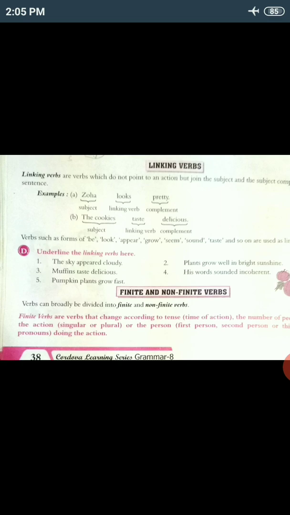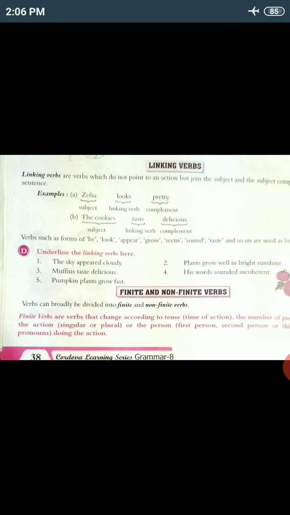Now moving on to the next topic, that is finite and non-finite verbs. Now, what are finite verbs? They are the verbs that change according to tense and the number of people, or the person, the first person, second person, or third person doing the action. For example, Rita painted a picture. With this sentence, we can make out that this was done in the past. Painted is the past form of paint.